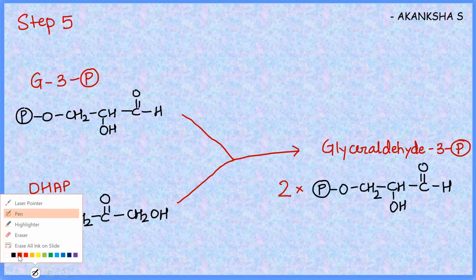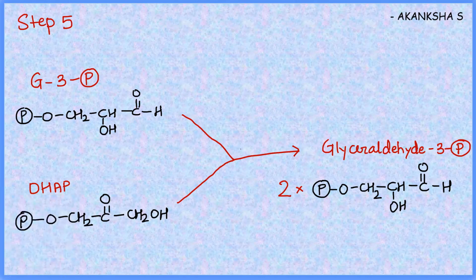Which enzyme are we talking about? We just saw isomerization, right? So we would be utilizing an isomerase enzyme. What is the name of this isomerase? This isomerase is triose phosphate isomerase. Okay, so both glyceraldehyde 3-phosphate and DHAP become glyceraldehyde 3-phosphate. So now we have 2 molecules of glyceraldehyde 3-phosphate with us.